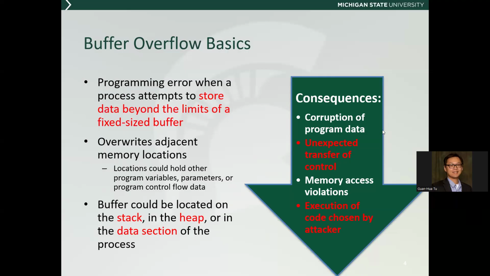So the consequence may be the corruption of program data. For example, if you write data more than the buffer capacity, you may corrupt other data. But if you carefully prepare the data, then you may launch an unexpected transfer of control. I will talk about what transfer of control is later. There can also be a memory access violation, which may force your computer to terminate. Then you are able to execute code chosen by the attacker.